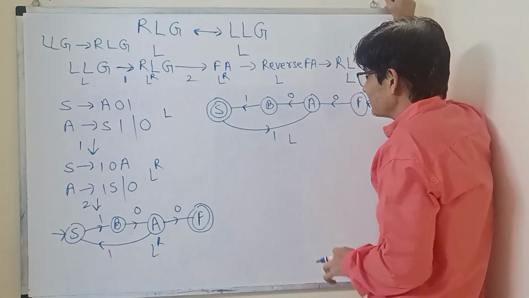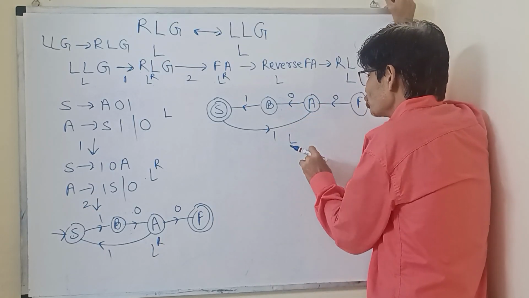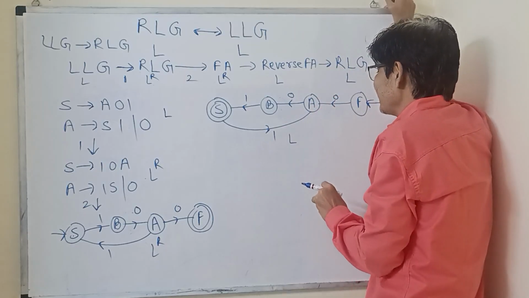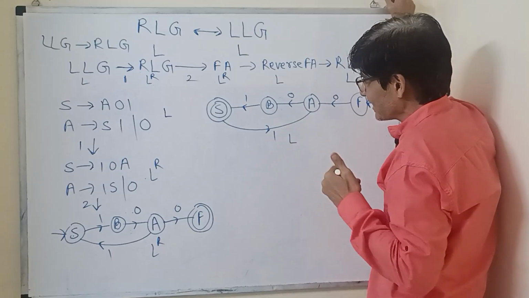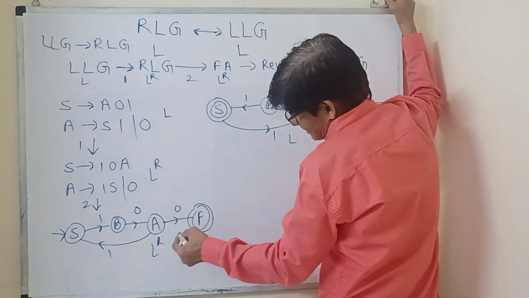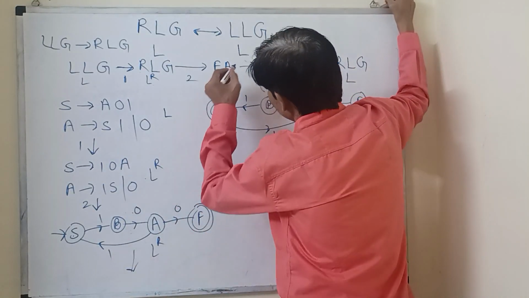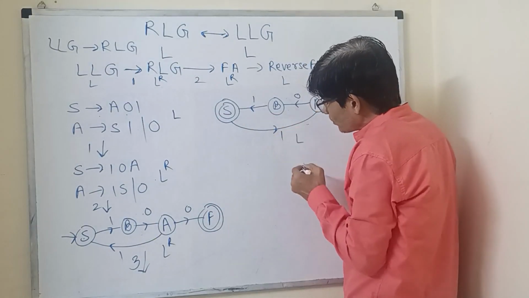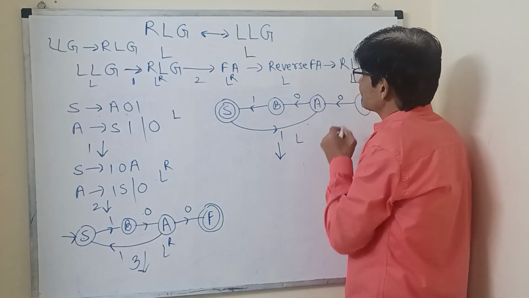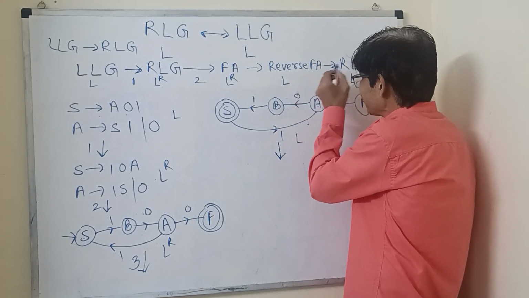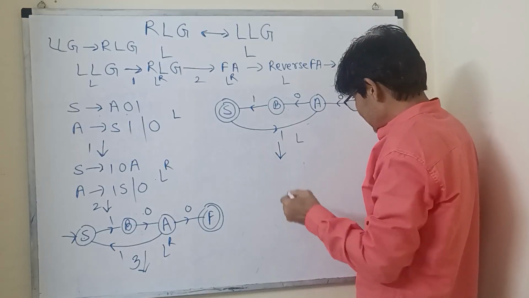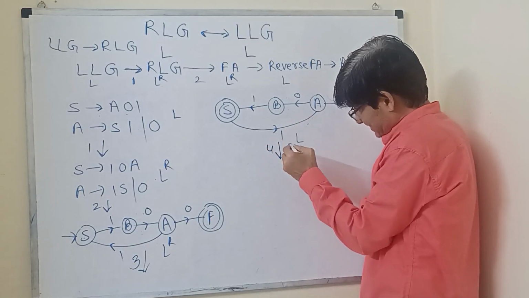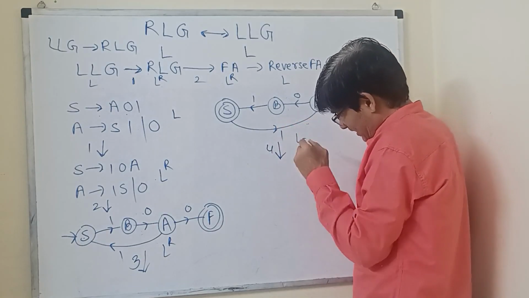Now, as it is accepting the language L, if we convert that particular finite automata into RLG, then this RLG will also generate L. So now this is the third step. Now we will perform the fourth step of this process, which is the conversion of reverse FA to RLG. So this is our reversed FA. We will convert this reversed FA to RLG.